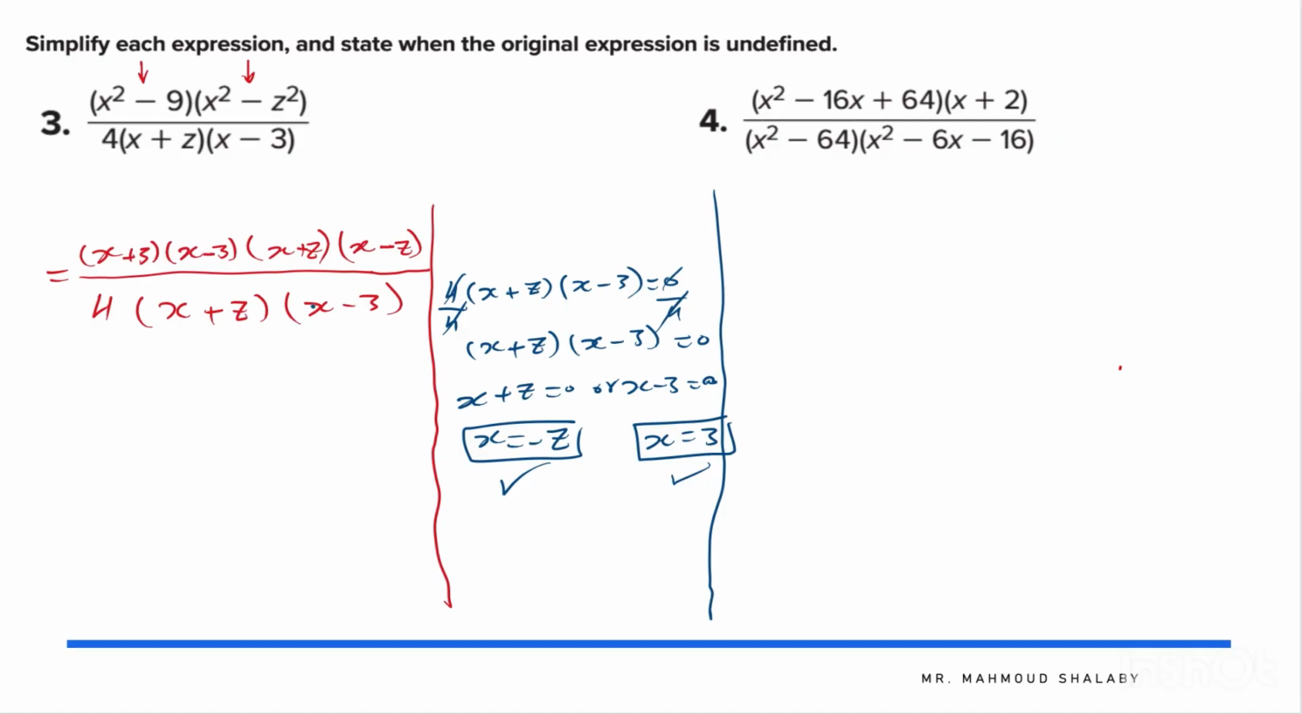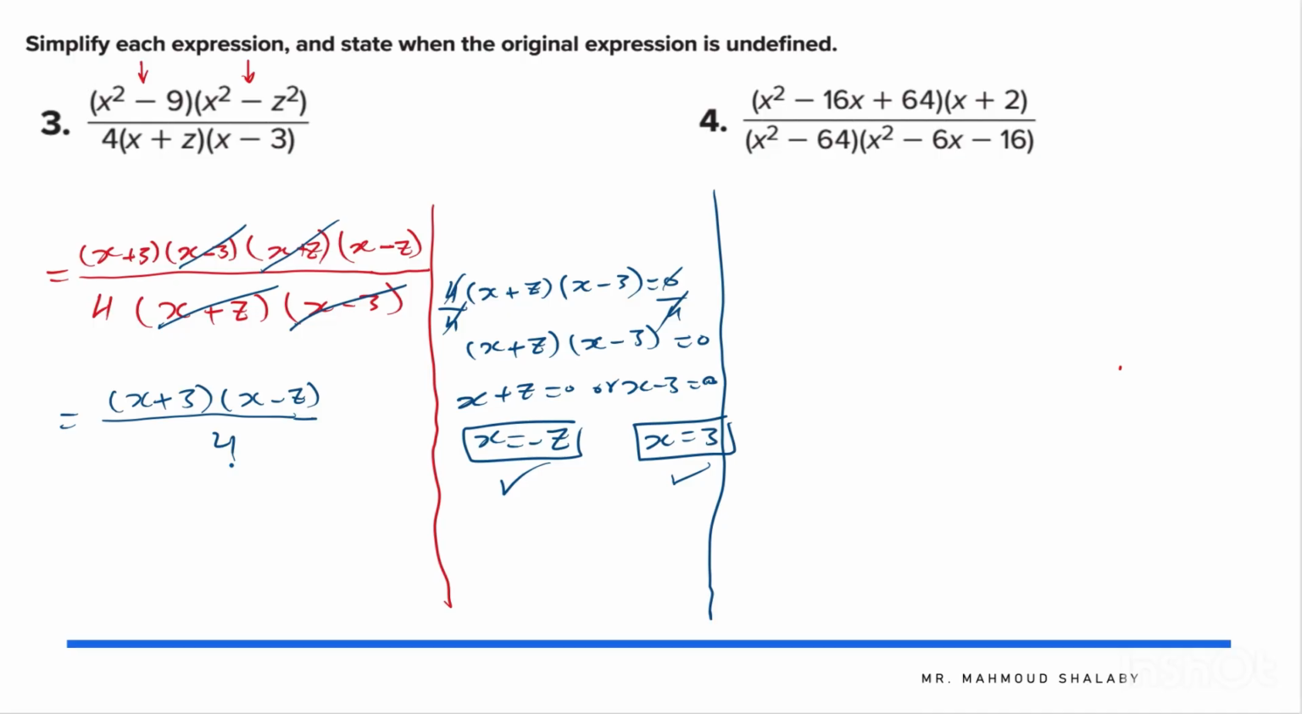Let's see what I can cancel here. x minus 3 will be cancelled with x minus 3. x plus z will be cancelled with x plus z. So what is remaining? Actually, I have remaining now x plus 3 multiplied by x minus z over just 4.